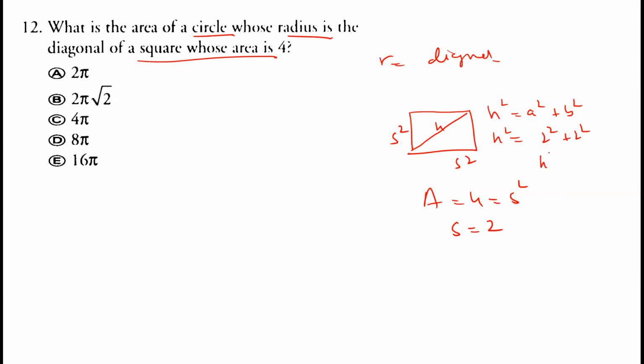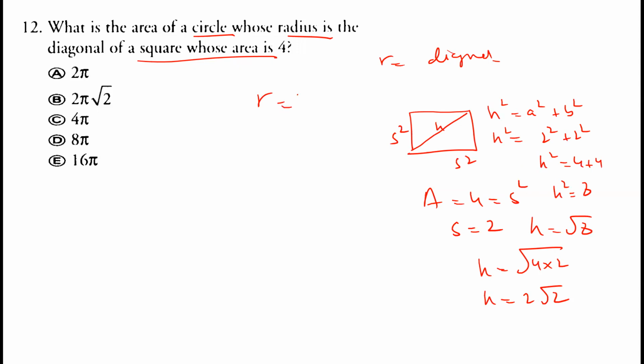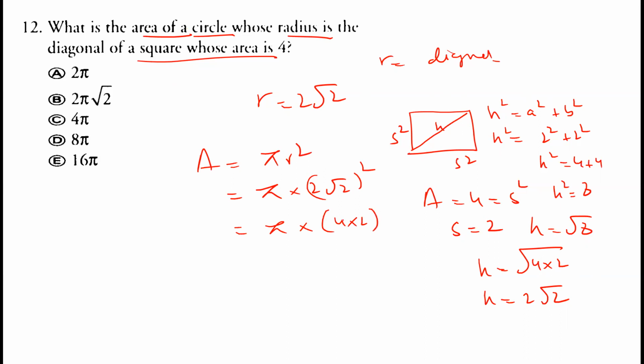Or we can say h square equals 4 plus 4. That is 8. So h can be written as under root 8, or h can be written as under root 4 into 2. And h equals 2 under root 2. So the radius is 2 under root 2, and we need to find out the area. So area equals pi r square, or pi into 2 under root 2 square would be pi multiplied by 4 into 2, that is 8 pi. So question 12, the answer is D.